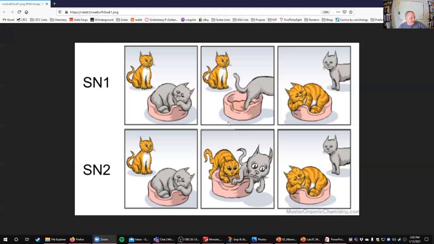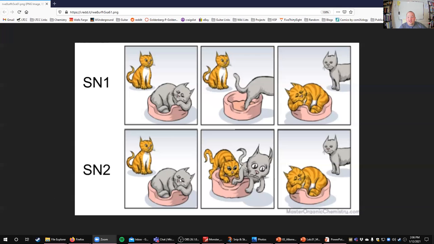All right, go ahead and bring it back in here, guys. While we're doing so, just a random figure that I've always found funny when it comes to describing the difference between SN1 and SN2 reactions. SN1 reaction: cat waits for the other cat to leave the bed before the second cat joins. So that's our leaving group leaves first, and then our nucleophile comes in. Orange cat is our nucleophile in this case. Gray cat is our leaving group.